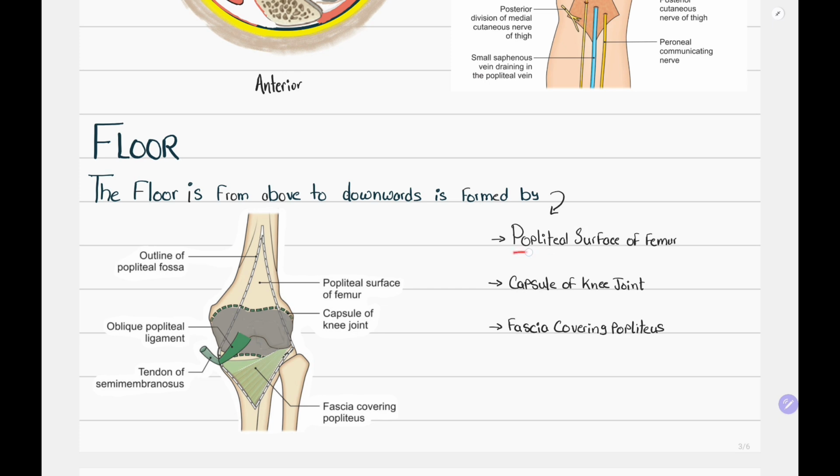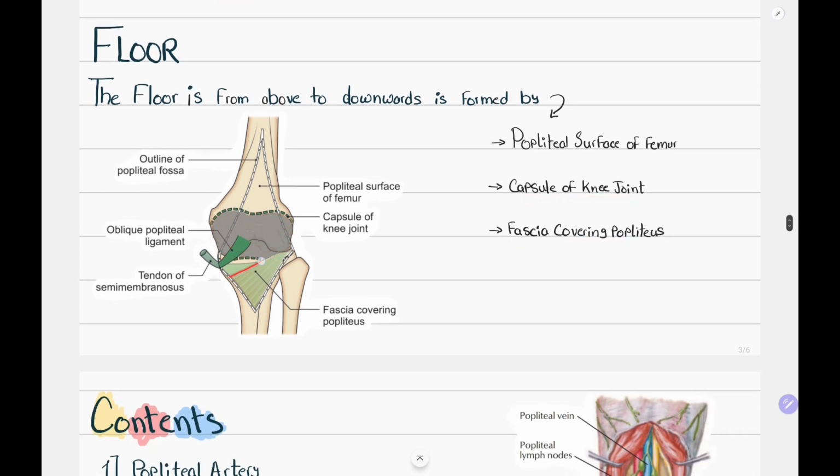So at the topmost we have the popliteal surface of the femur. This is the popliteal surface of the femur. Capsule of the knee joint. So the capsule of the knee joint and the fascia covering popliteus muscle. This is the fascia covering popliteus muscle. As I have already told you, popliteus is a triangular shaped muscle. So the fascia, capsule of knee joint and popliteal surface of femur constitute the floor of the popliteal fossa.